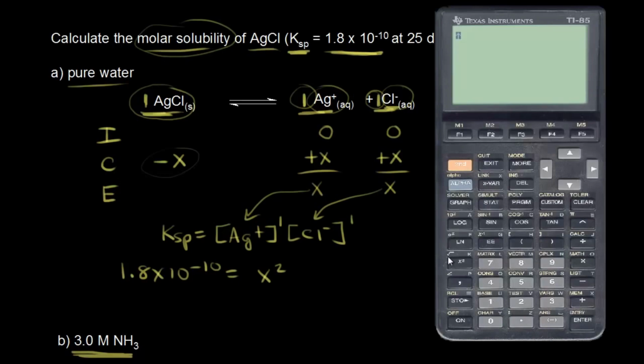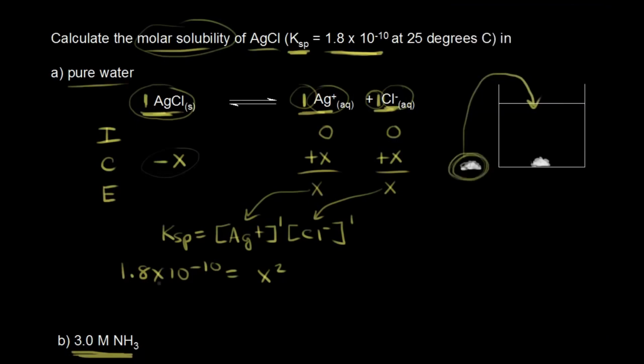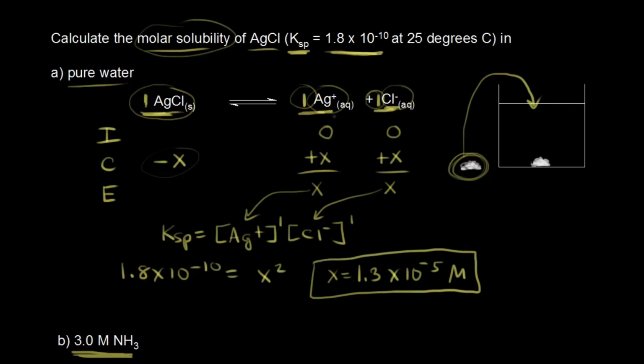So we have the square root of 1.8 times 10 to the negative 10. So we take the square root of that, and X is equal to 1.3 times 10 to the negative 5 if we round that. So X is equal to 1.3 times 10 to the negative 5 molar. So that's the concentration of, let's say, our silver +1 cations in solution.